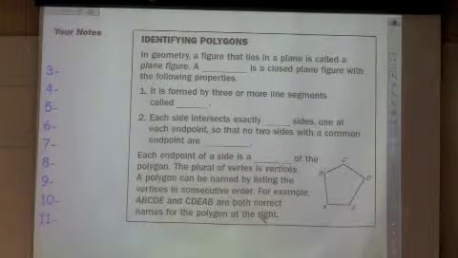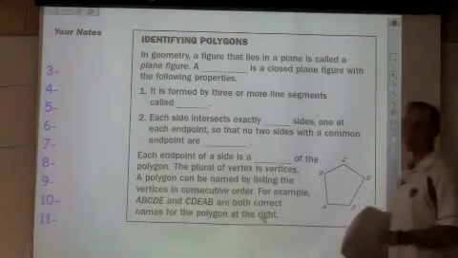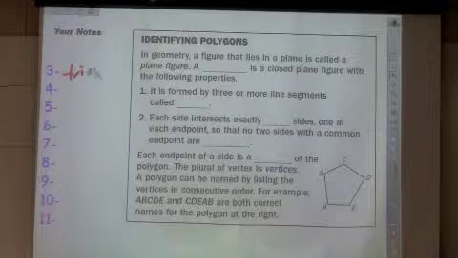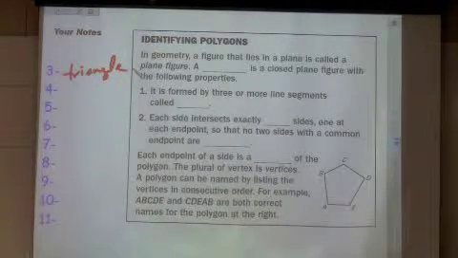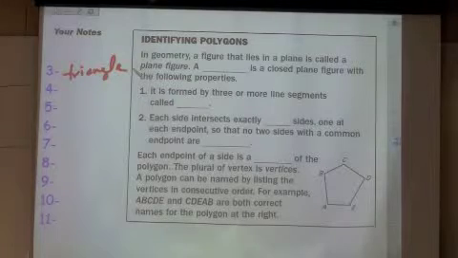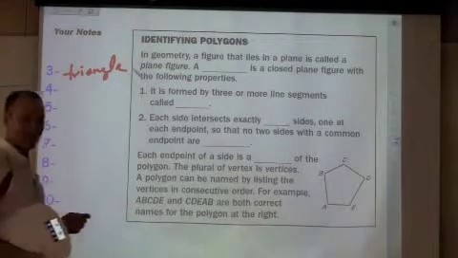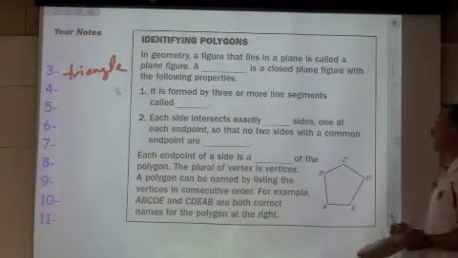All right. So let's run through the list real quick in your notes. 3-sided figure, what's it called? Triangle. 4-sided. Square. A square is a special type of this. Rectangle. A rectangle is a special type of this. But in general, any 4-sided figure is called a quadrilateral.